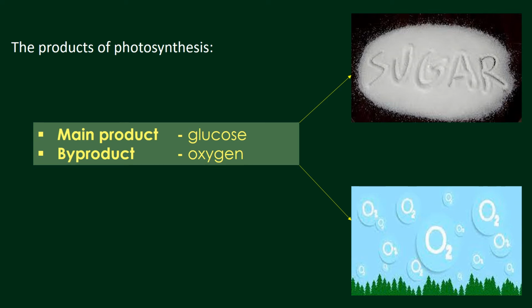The byproduct is oxygen. Oxygen is a gas, you know that. But this oxygen gas is not necessary for the plant. So, this oxygen is removed from the leaves to the atmosphere. This occurs through the stomata.